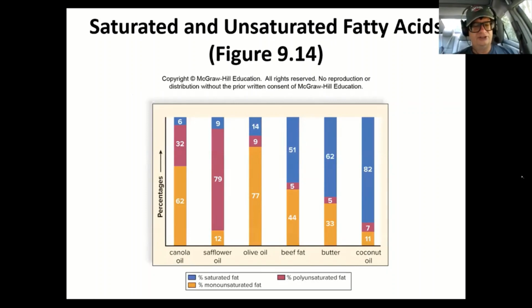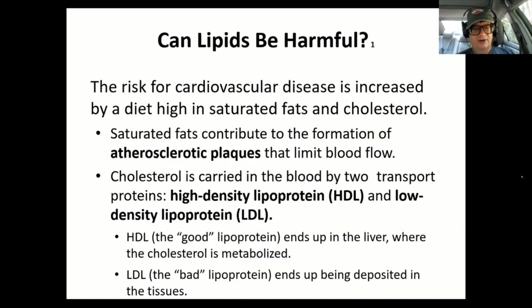So here's a nice chart showing monounsaturated, polyunsaturated, and saturated fats. And you can see that polyunsaturated fats are most common in safflower oil. And safflower is one of the things you can use that'll give a good flavor to your food as well. Anyway, so there you go, looking at it. Moving on. Can lipids be harmful?